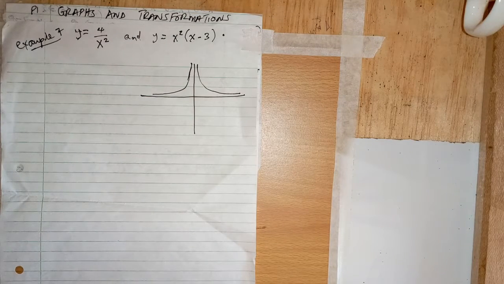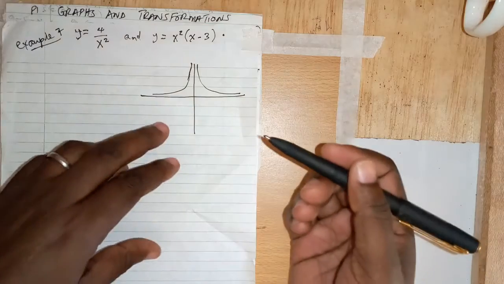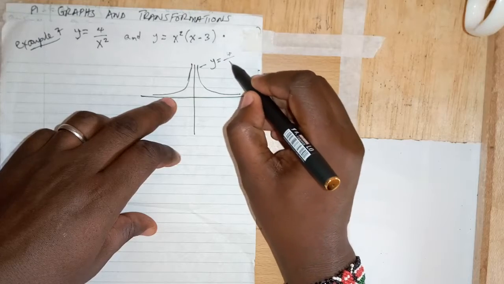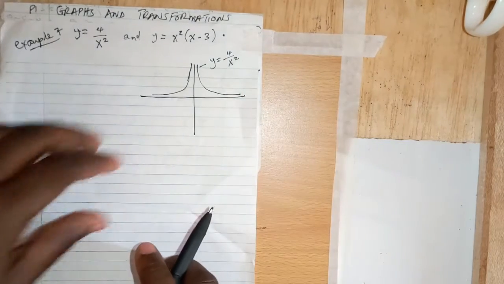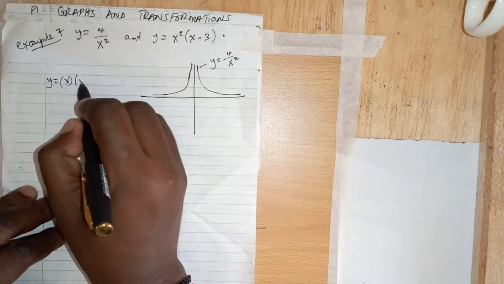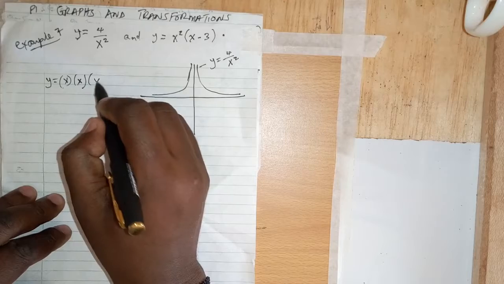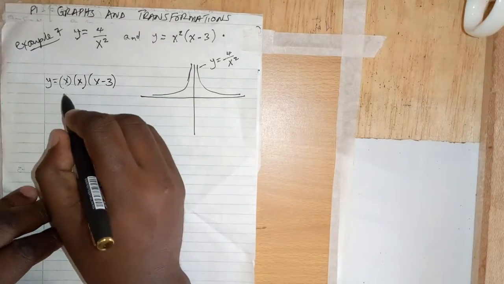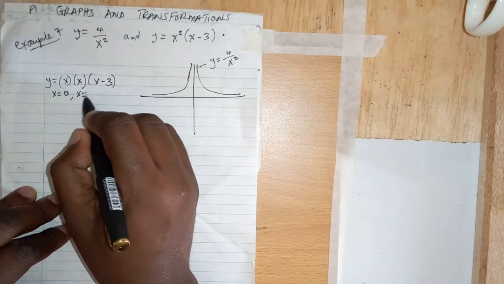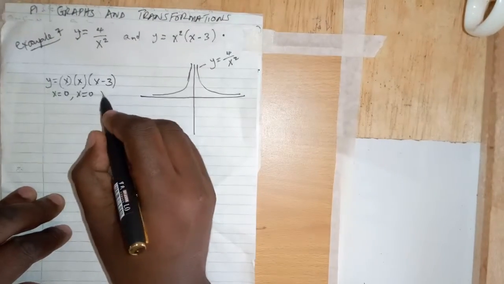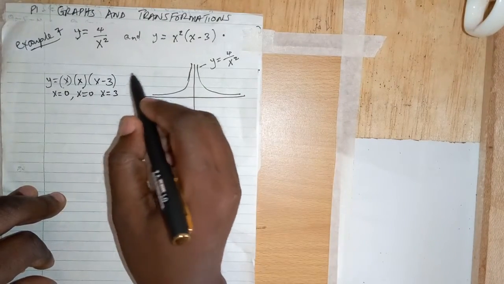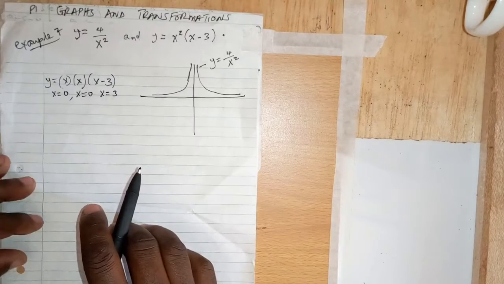And now, having said that, we can talk about this graph being y is equals to 4 over x squared. The other one, which is y is equals to x squared, x minus 3, has critical values x is equals to 0. Again, x can also be 0 repeated again, and x is going to be 3. You can see when the whole of this is actually equals to 0, critical values.